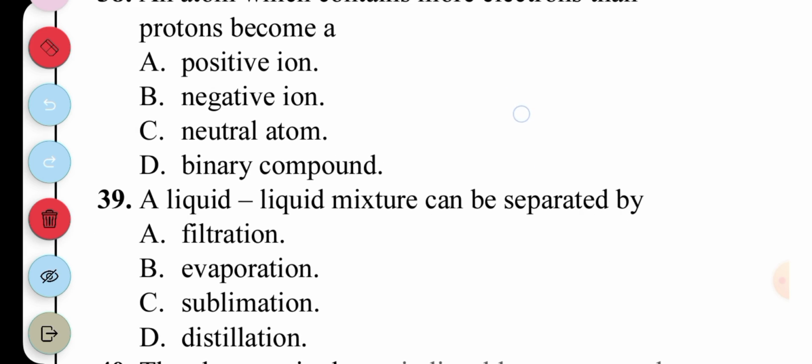39. A liquid-liquid mixture can be separated by A. Filtration, B. Evaporation, C. Sublimation, D. Distillation. Answer to question 39 is D.